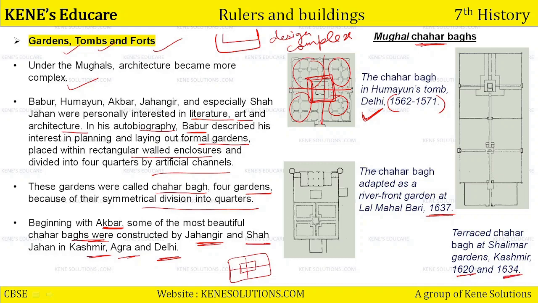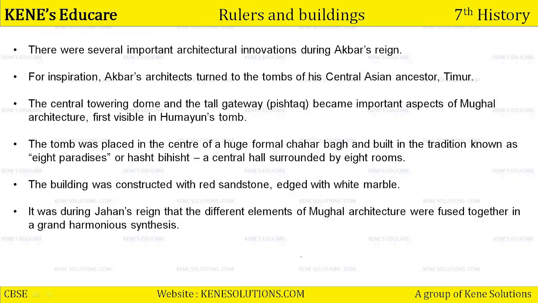Okay, so these were the few blueprints and designs. Very small changes were done to the char bagh design and system, and it was continued by various kings one after another, especially under the tenure of Jahangir and Shah Jahan. Also, there were certain and several important architectural innovations during Akbar's reign. For inspiration, Akbar's architects turned to the tombs of his Central Asian ancestor Timur.